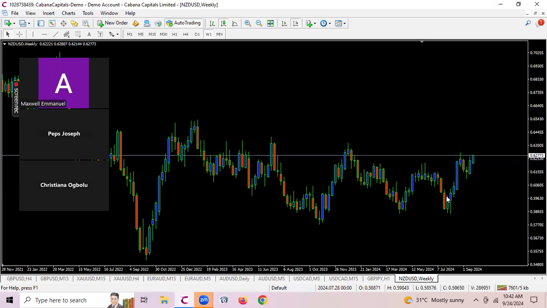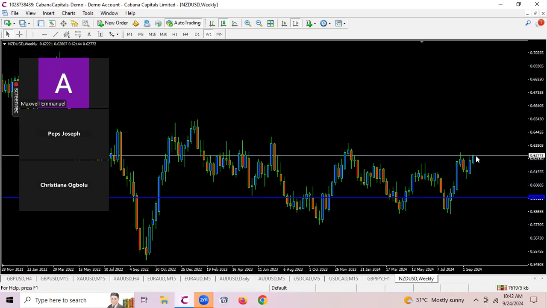So this is where you ought to have entered. If you want to play the double bottom, you should have entered from this point. This would have been your entry for a buy. Now the market is currently trading at this point. Do you think it'd be wise to buy from this point? No, it will not be wise to buy.